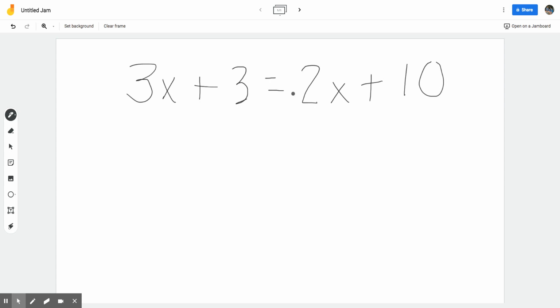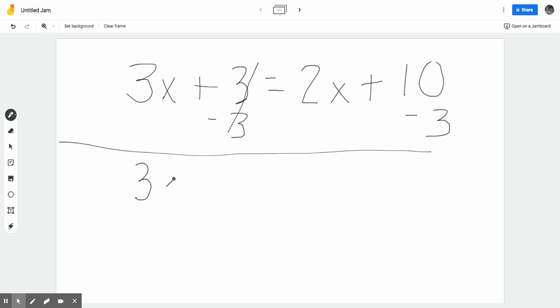All right, so we have our 3 and our 10. And since this is plus 3, I'm going to subtract 3 on both sides. I'm taking it away from its like term. You can't take this away from the 2x because they're not both x's. So these are going to go away. I'm going to bring down my 3x is equal to 2x. And then 10 minus 3 to give me 7.